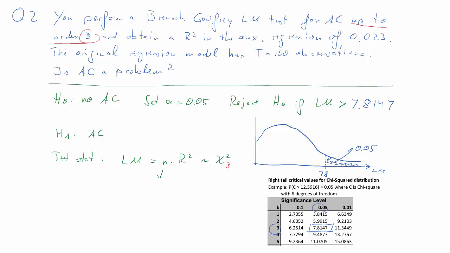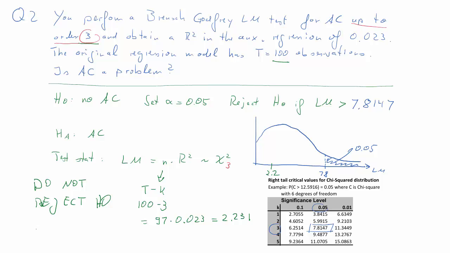And now we just need our test statistic, n. That's going to be T, 100, minus 3 included lags. So 97 times 0.023 is 2.231. That's about here. It's to the left of the critical value. We will not reject the null hypothesis. There is no problem with autocorrelation in this particular data set.